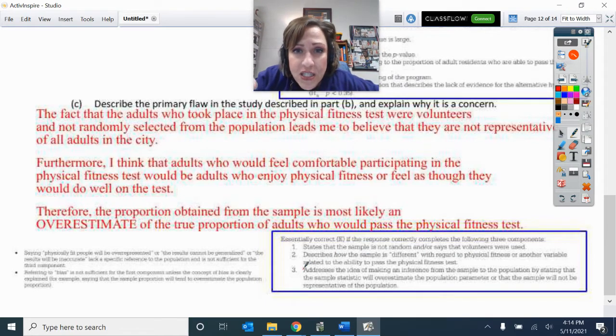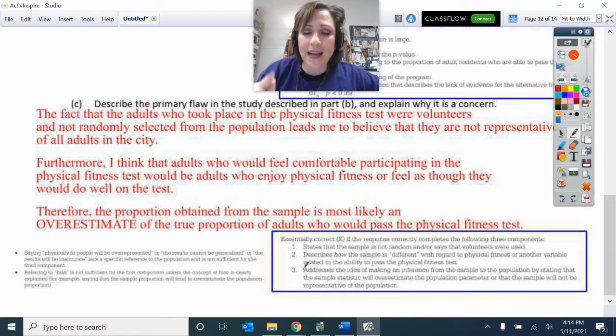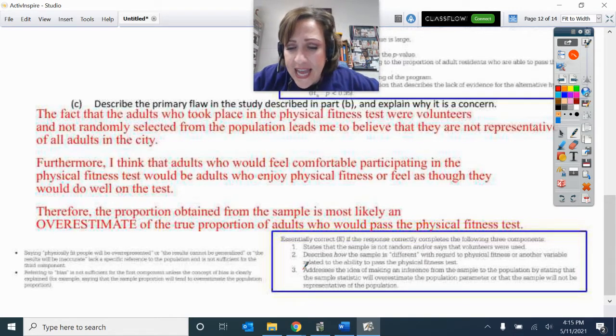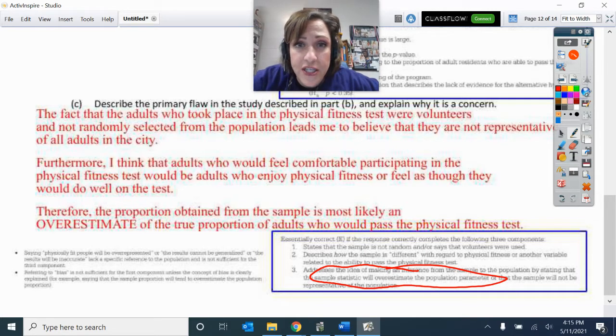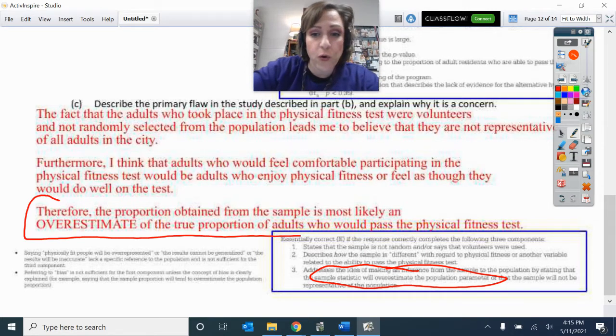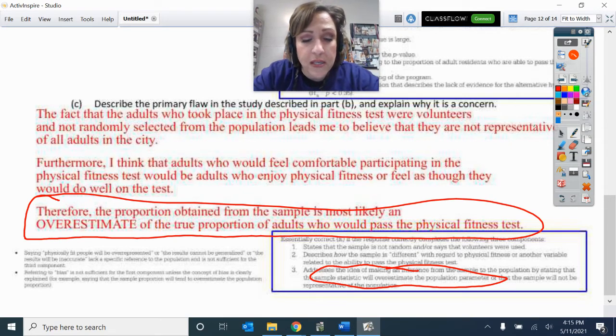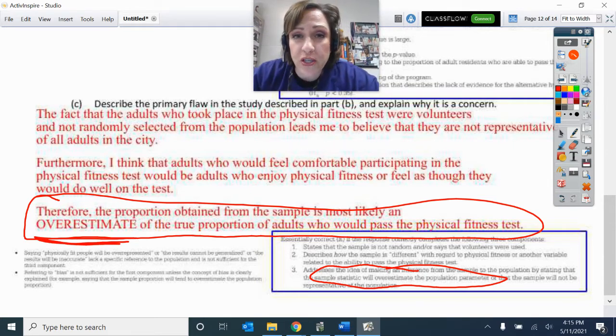But this is the part it doesn't specifically ask for, and I bet person after person after person missed this part and got marked down to a P instead of essentially correct for this component. It says addresses the idea of making an inference from a sample by stating that the sample overestimates the population. And I wrote that here. Therefore, the proportion of adults obtained in the sample is most likely overestimating the true proportion of adults who would pass the physical fitness test.